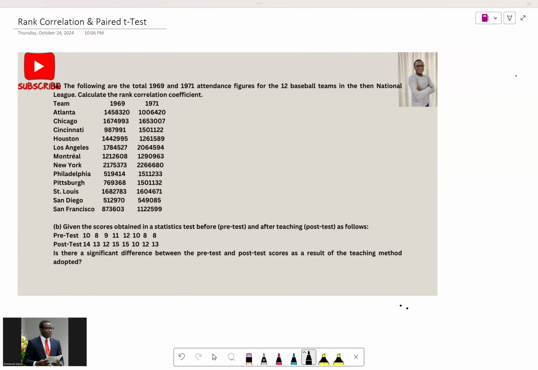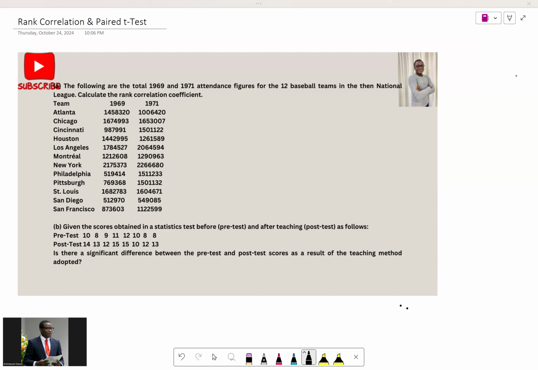In this video, I solve another structured problem in two parts. The first one is about this data. The following are the total 1969 and 1971 attendance figures for the 12 baseball teams in the then National League. Calculate the rank correlation coefficient. That's Spearman's correlation coefficient.